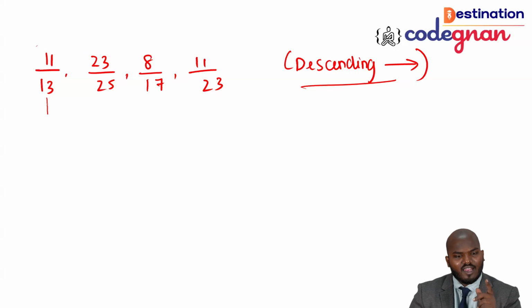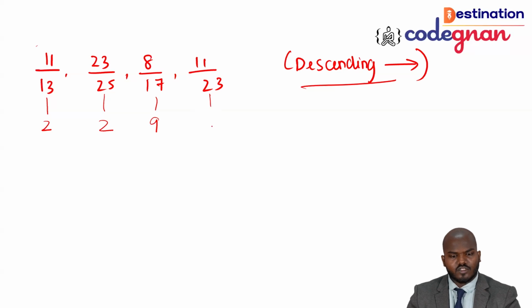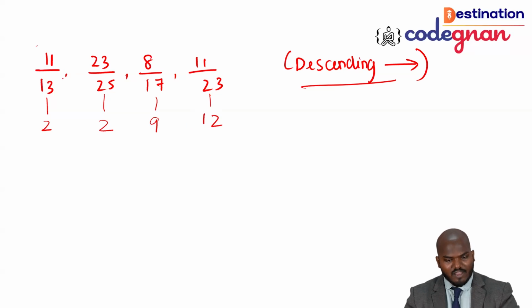For 11 by 13, we get a difference of 2. For 23 by 25, we get a difference of again 2. And for 18 by 17, what difference do we get? That is 9. And 11 by 23, we get a difference of 12. Okay, guys, for proper fractions, the one with the biggest difference should be the smallest fraction. So then it is either 11 by 13 or 23 by 25.